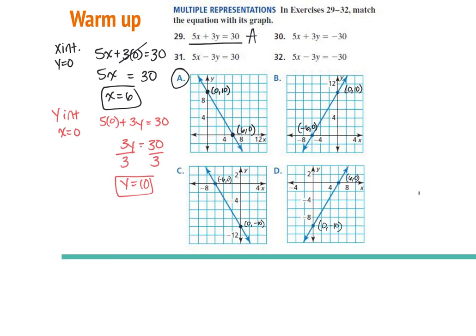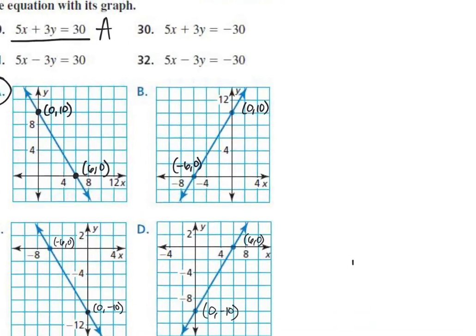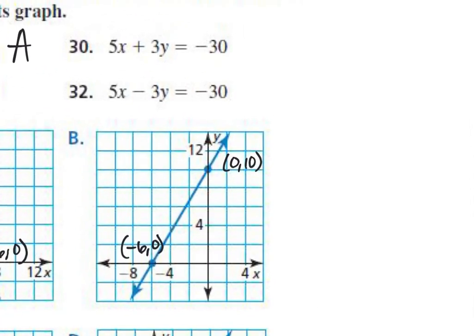30. Well, let's find the intercepts. We've got 5x plus 3y equals -30. How do we find the x-intercept? Aya? Solve for y. Nope. Valerie? Very good. You make y equal to 0. So we're actually solving for x, okay? So if we make y 0, we get 5x equals -30.